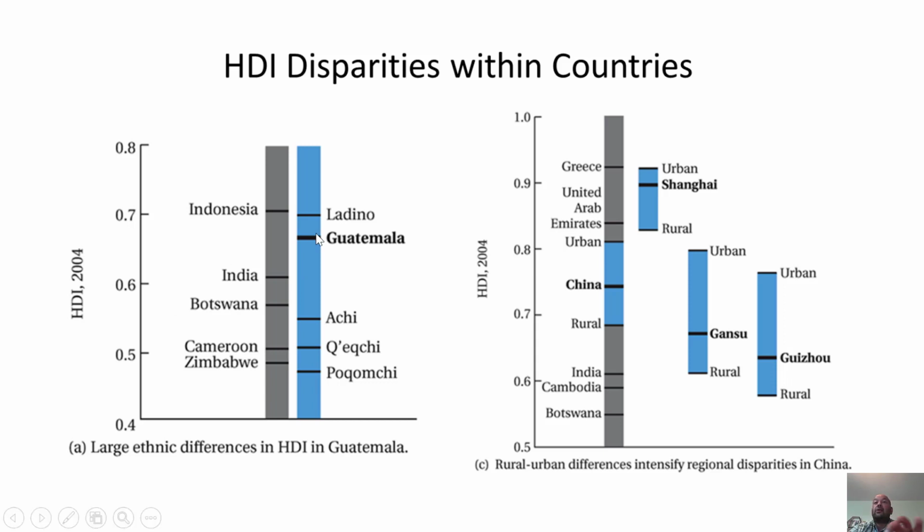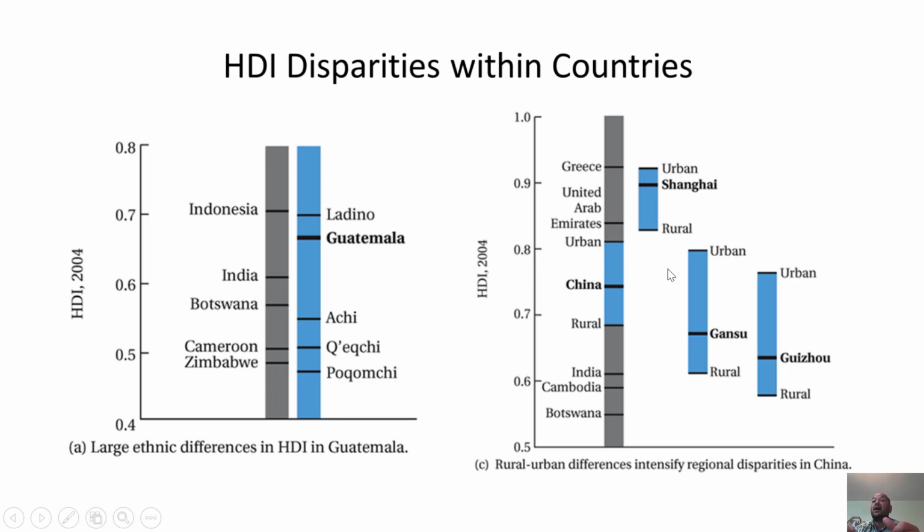The first is taking a look at Guatemala. So Guatemala's average HDI is just a little bit below 0.7. But if you actually look at the Human Development Index computed for specific ethnic groups in Guatemala, you have the majority Ladino population, which is a little bit better than the average. And then you have some indigenous minorities that have development levels that are far below the average there. And so if we were just to take that whole number for Guatemala, we would be overlooking a lot of the development inequality between these ethnic groups.